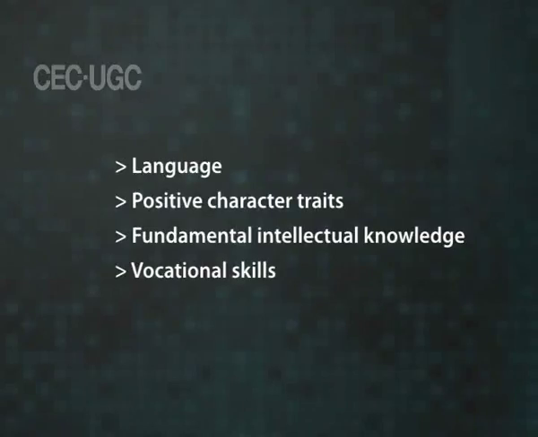Through family, the child is trained in a language, positive character traits, fundamental intellectual knowledge, and vocational skills, and these skills are acquired through the initiation of the adult members of the family like father, mother, and other siblings at home. These people are expected to be role models, and the younger generation look up to them as examples for moral standard. The child's mind is very flexible and susceptible to any influence.